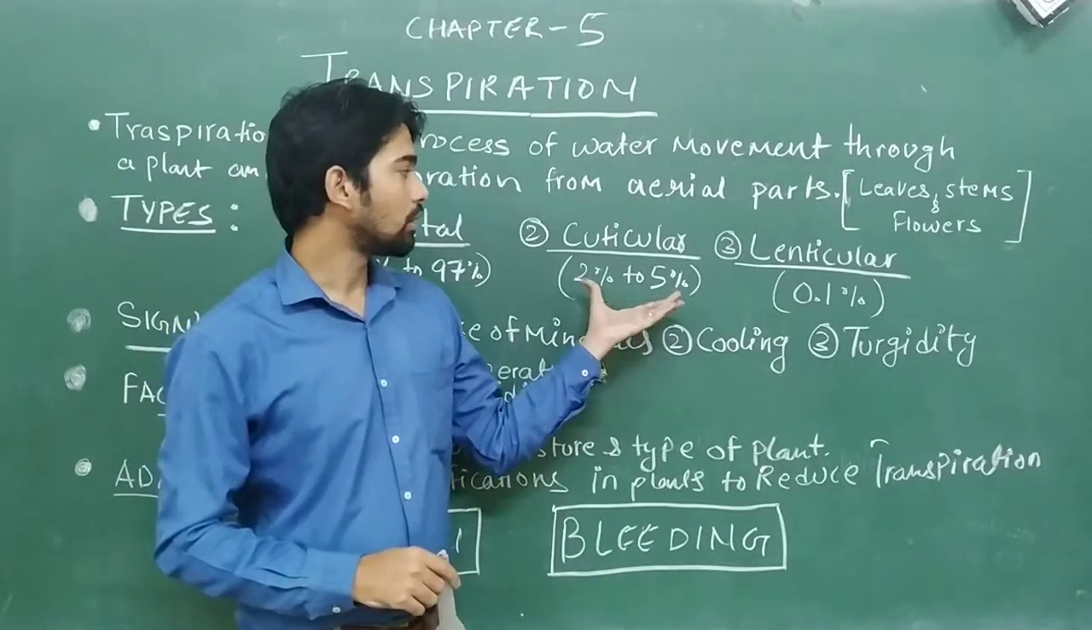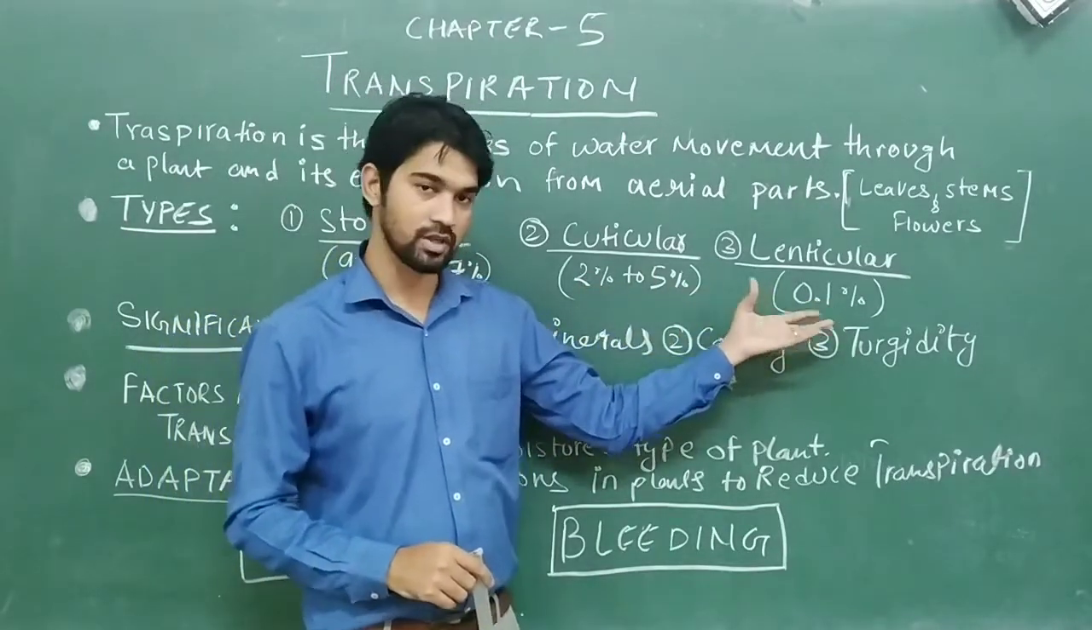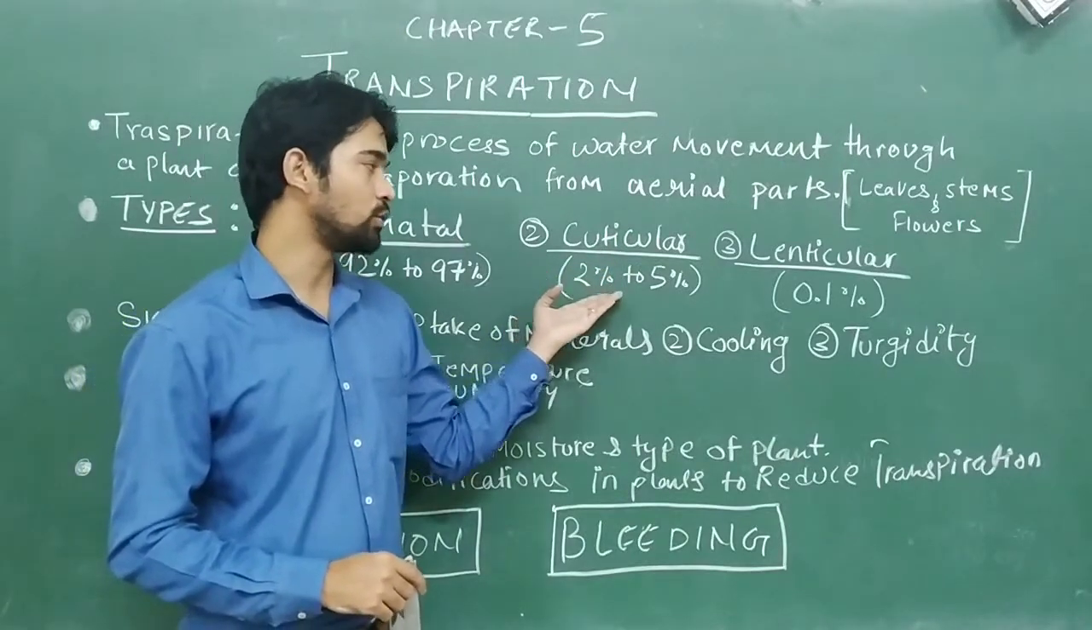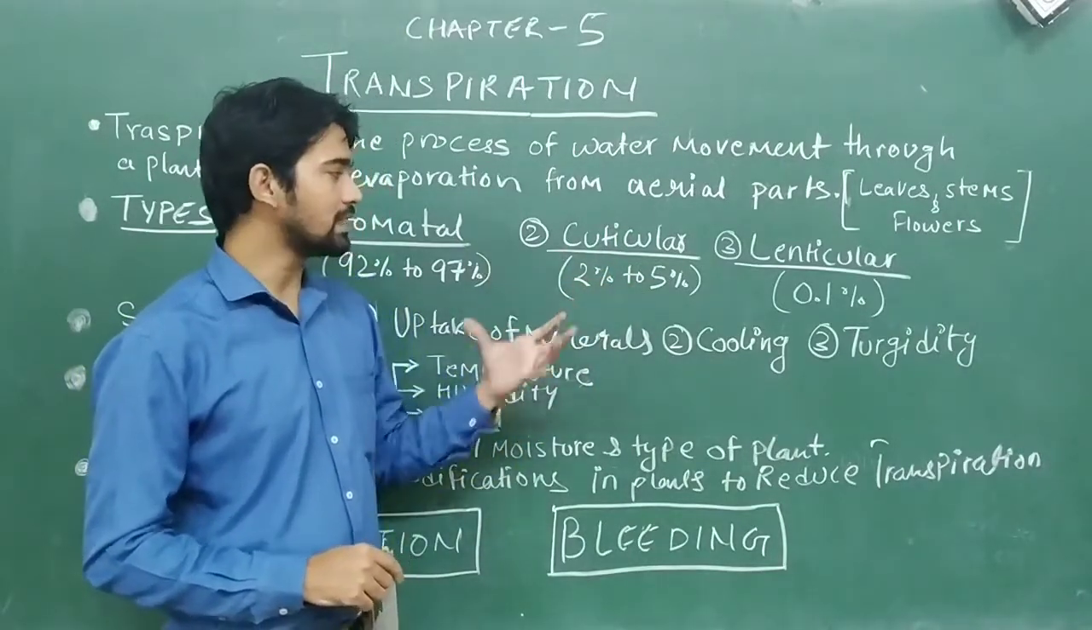Next is cuticular transpiration, which is about 2 to 5%. Lenticular is about 0 to 1%. So cuticle transpiration.